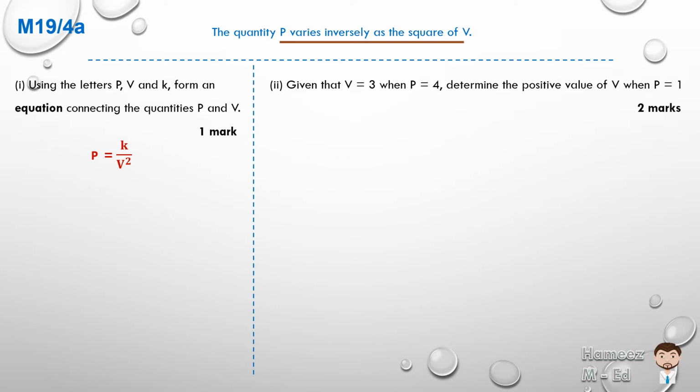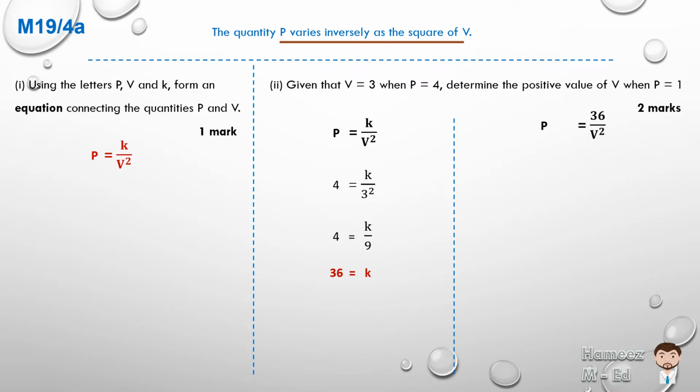So there are a couple different ways to do this. And if we look at the formula p is equal to k over v squared, notice that we have p and we have v. So if we substitute in there, we can find k. So let's do that. 4 is equal to k over 3 squared. So 4 is equal to k over 3 squared is 9. So k is equal to 4 times 9, which is 36. And if we know k is 36 for the rest of the question, then we can say p is equal to 36 over v squared.